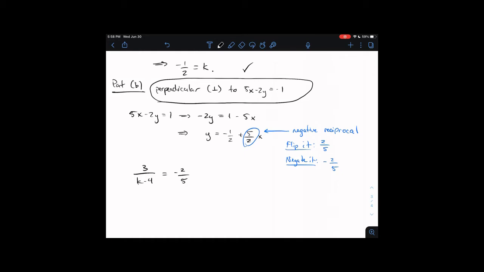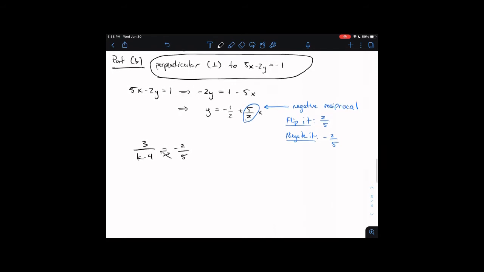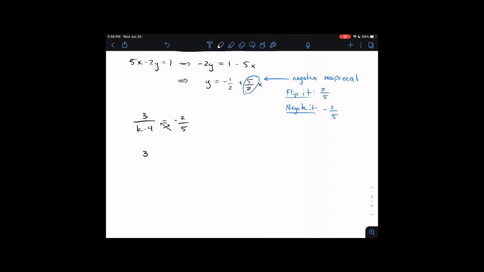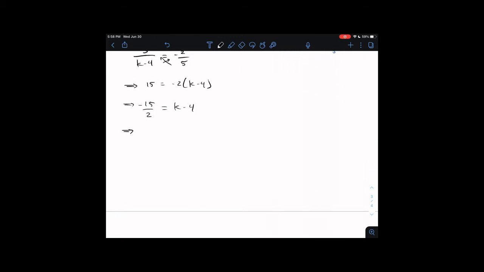So the thing on the right is the only thing that's changed. Again, we'll just cross multiply. And now I have 3 times 5, so this is 15, equals negative 2 times k minus 4. Dividing by negative 2, I have negative 15/2 is equal to k minus 4. And then I'm going to add 4, or 8/2, to each side. And I will have negative 7/2 is equal to k. And I'm done.